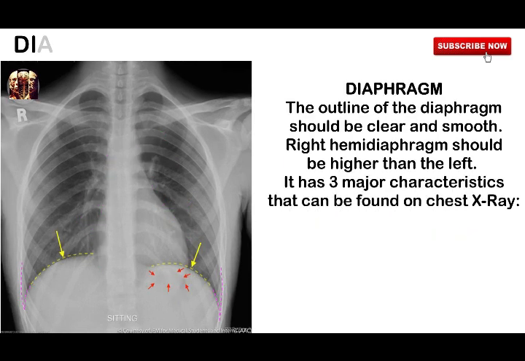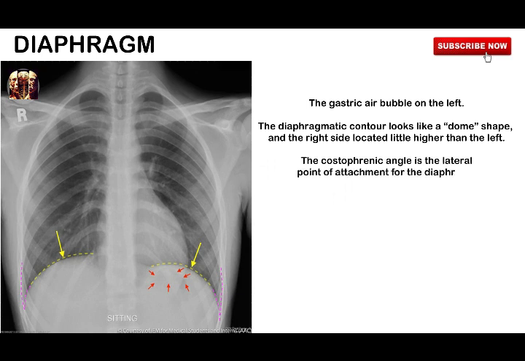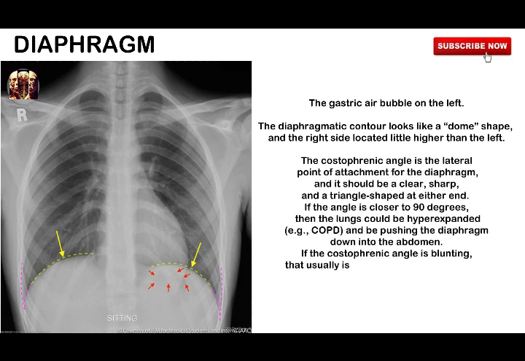Diaphragm. The outline of the diaphragm should be clear and smooth. The right hemidiaphragm should be higher than the left. It has three major characteristics that can be found on chest X-ray. The gastric air bubble on the left. The diaphragmatic contour looks like a dome shape, and the right side is located a little higher than the left.